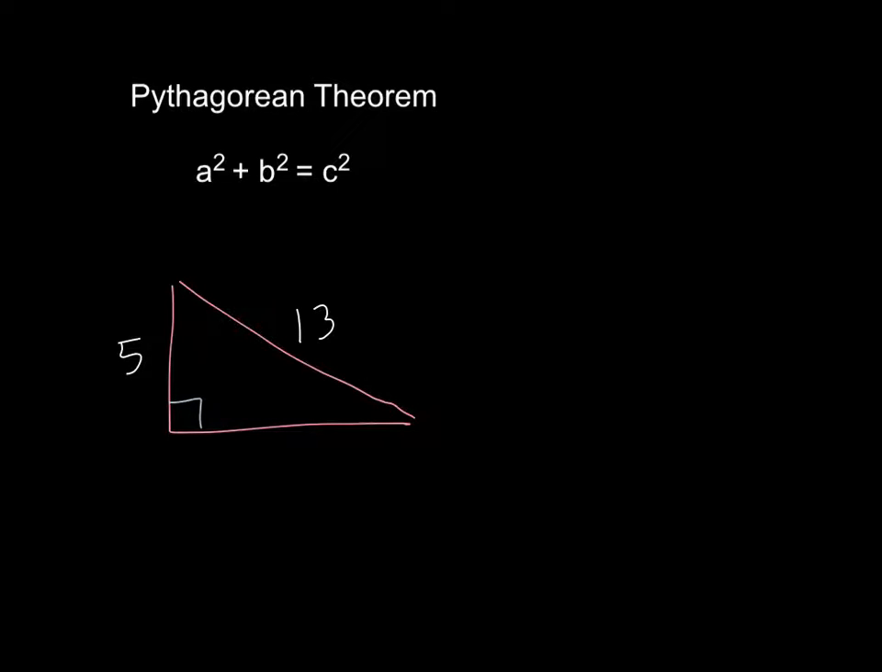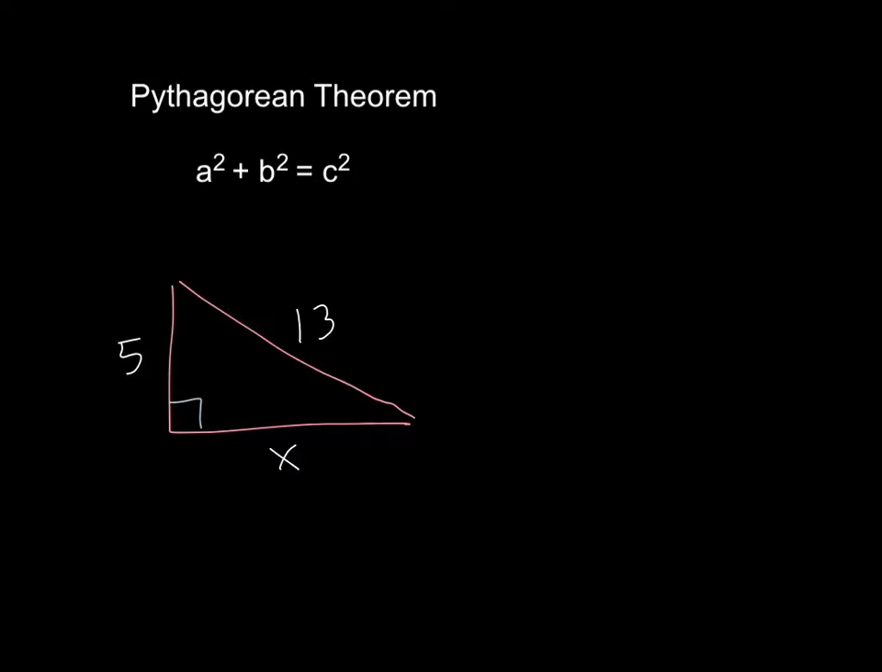And let's suppose that we don't know this longer leg, the one that's longer than the 5 but shorter than the 13, because the hypotenuse is always the longest. We're going to make this one x. Now, those numbers, 5, x, and 13, fit in the Pythagorean Theorem.